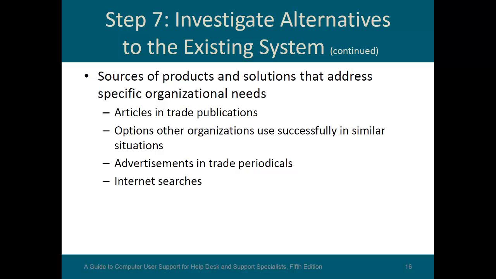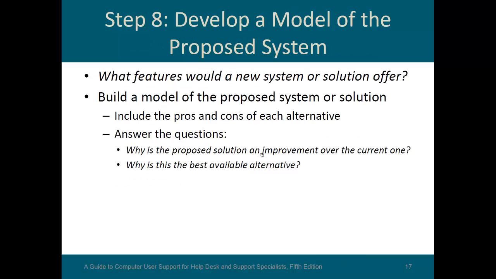Sources of products and solutions that address specific organizational needs. Articles and trade publications are sometimes helpful. Options other organizations use successfully in similar situations. Talk to other people in the business. Advertisements in trade periodicals sometimes help. And of course, internet searches.